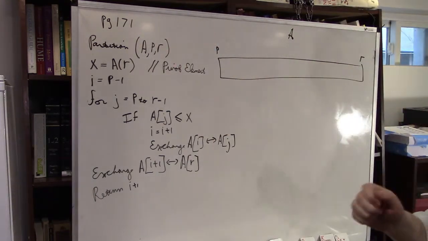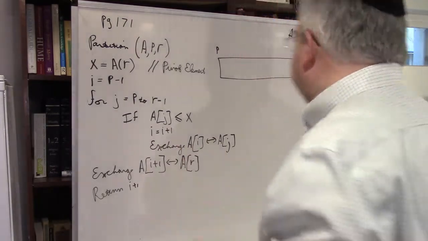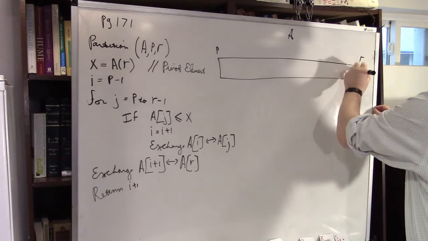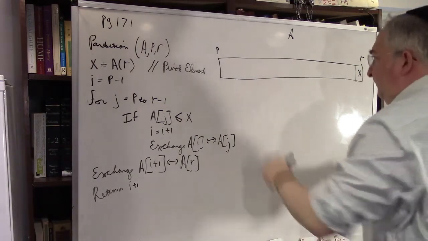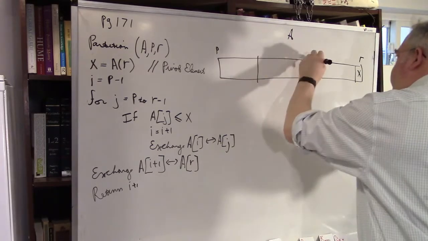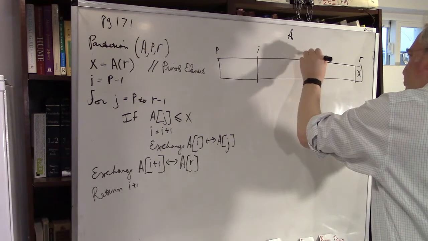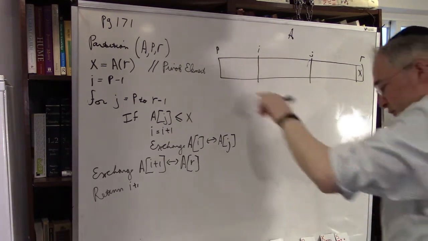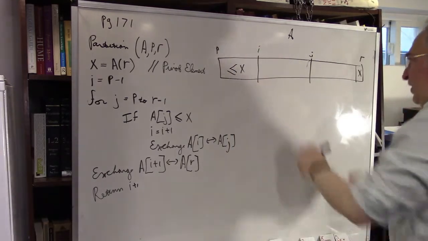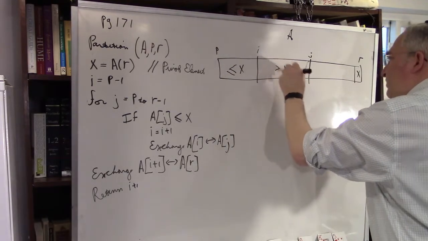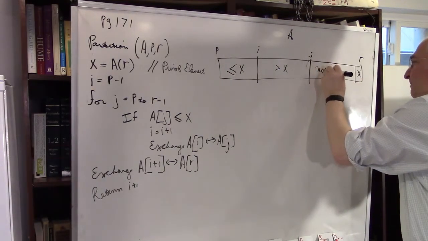It splits it up into two parts: those things less than the pivot, those things more than the pivot. The pivot is right here. Basically what happens is, it goes through the array like this. This is position J. All the elements in here are less than or equal to x. All the elements in here are greater than x. And in here is not seen yet.